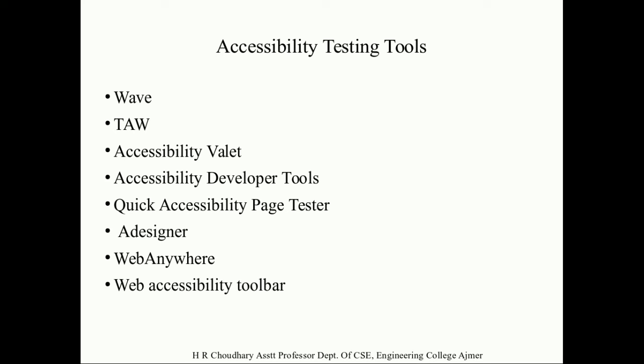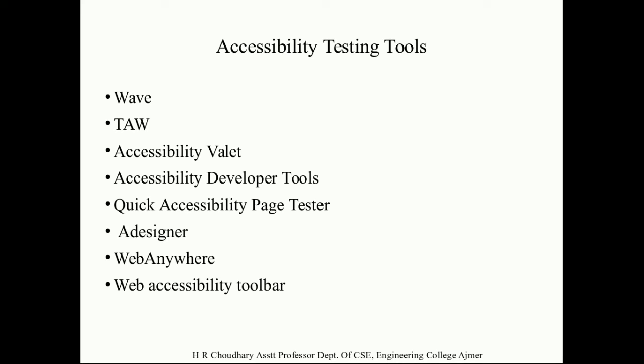Now the next one is Quick Accessibility Page Tester. Since there are some excellent accessibility toolbars, for quick page accessibility there is a bookmarklet that you can click to get a quick analysis of the web page. It will figure out various issues with your pages, warn about possible issues, and highlight areas on the page which might benefit from Accessible Rich Internet Applications. So these are the things provided by Quick Accessibility Page Tester.